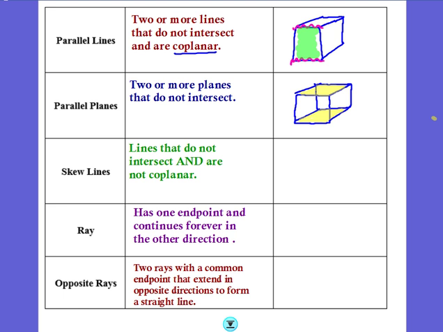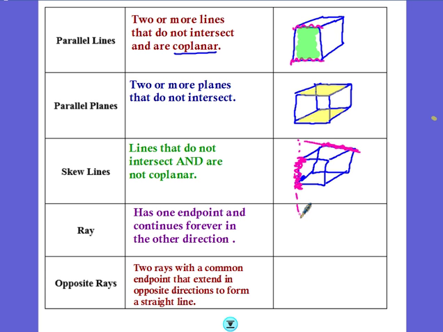Skew lines. Skew lines are lines that do not intersect, but are not coplanar. So it's kind of like they're parallel, but because they're in separate planes, the idea of them never intersecting is not physically possible. So imagine that you have a box, and you were looking at this particular line here, and then this line back here. These are in totally different planes, and they never would intersect with each other. So that is called skew.